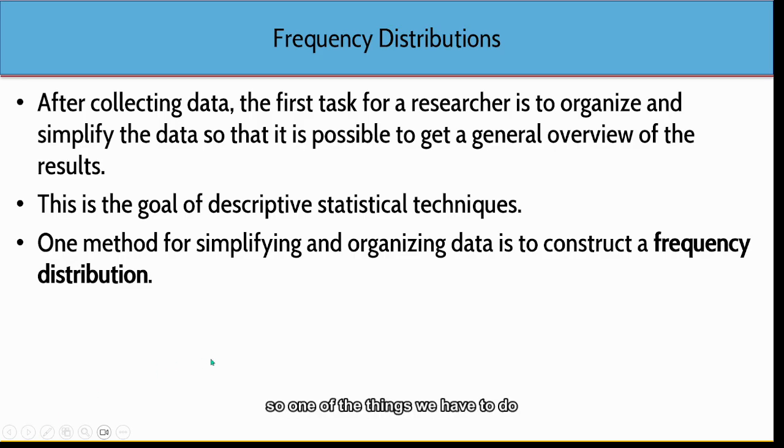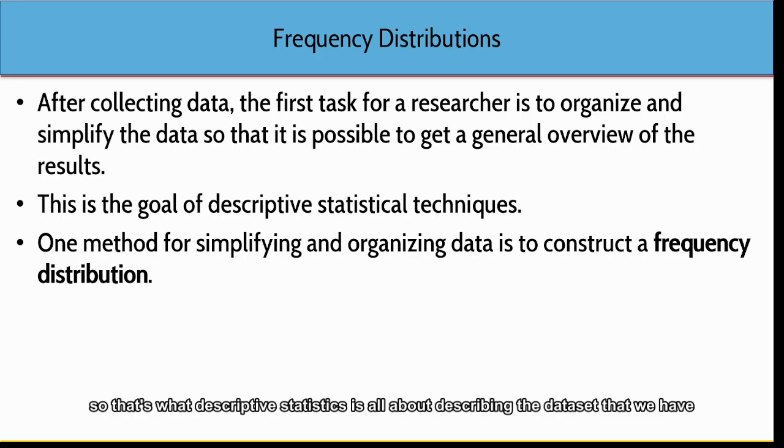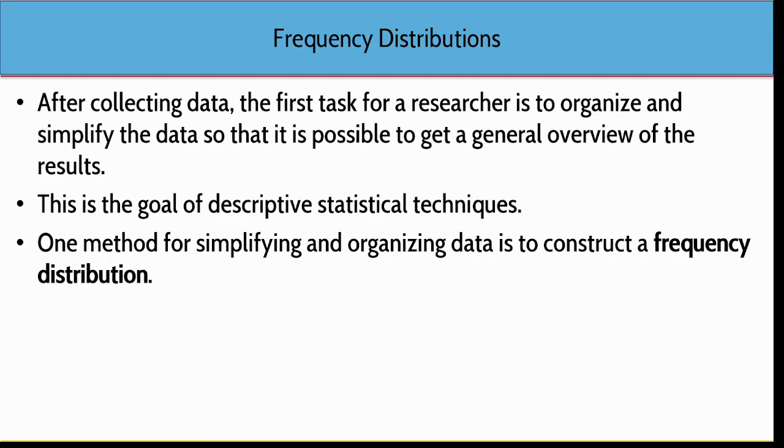One of the things we have to do as researchers after we have collected data is organize and simplify that data, because data are generally collected and they're what we consider to be raw. We need to find a way to put those data in a format that makes it easier for us to get an overview of the results that we've obtained. So that's what descriptive statistics is all about, describing the data set that we have. But before we go into descriptive statistics, we're going to talk about how researchers can use things like a frequency distribution to simplify and organize their data.